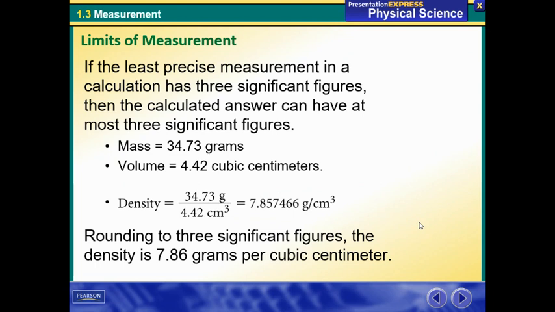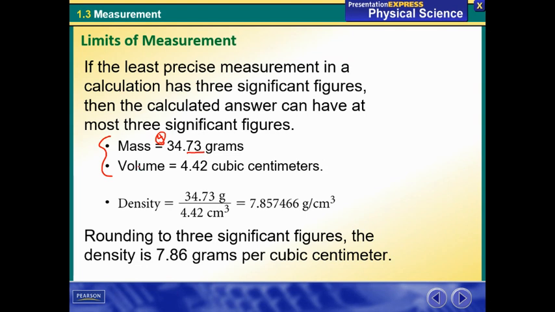Here it says, if the least precise measurement in a calculation has 3 significant figures, then your calculated answer can only have 3. It cannot have more than that. If we took 2 measurements, mass and volume, mass is a measurement. We can put something on the scale and it can tell us how many grams something weighs. Notice here that significant figures are all your known digits in your measurement. So this one has 1, 2, 3, 4 digits. And notice it goes to the hundreds place.